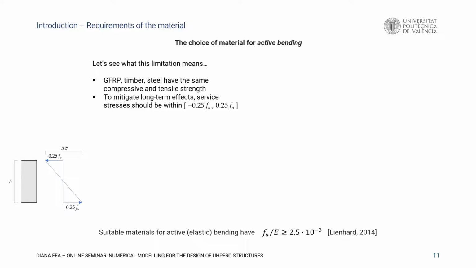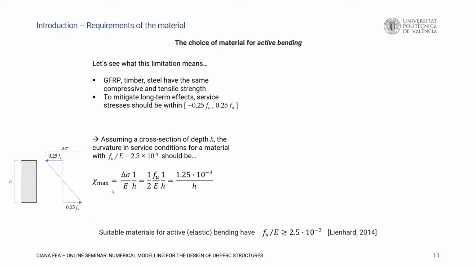On the left, you see a cross-section, and imagine that it is working within the elastic range, and we introduce compression and tension, and we limit the amount of compression and the amount of tension to 25% of the ultimate strength of the material in order to limit long-term effects and such. You can, in this case, calculate the maximum curvature that the material is able to reach within these limitations. And we see that the curvature depends inversely on the height of the cross-section, the depth of the cross-section.